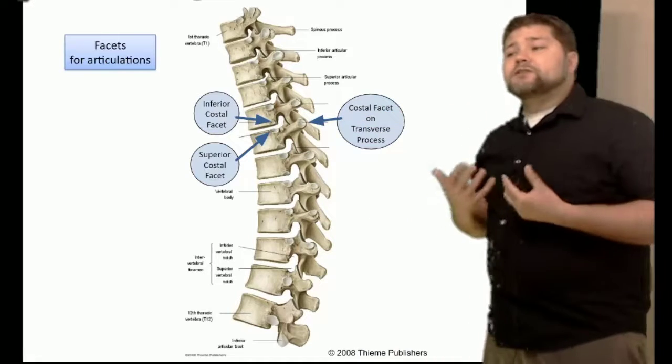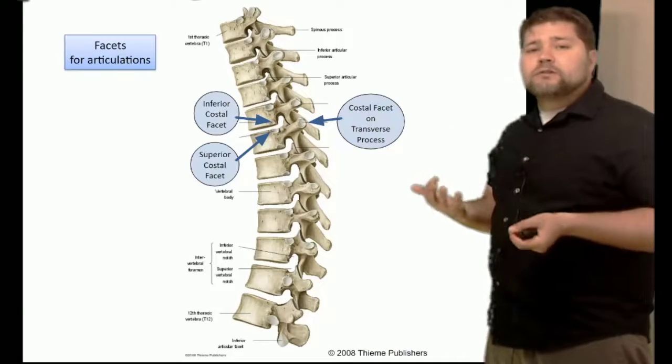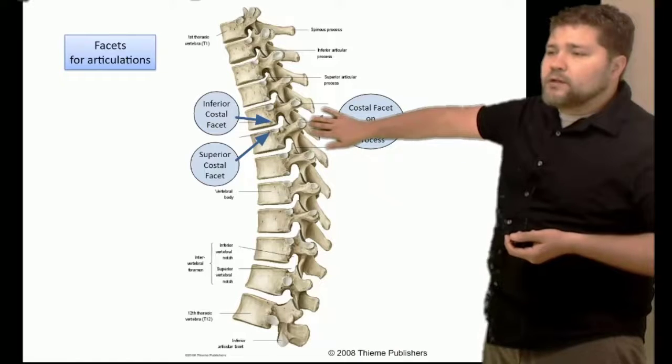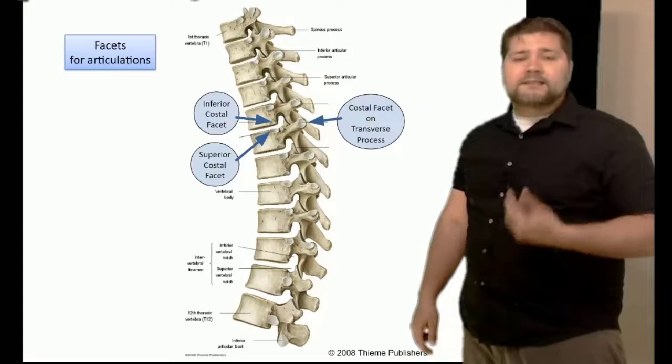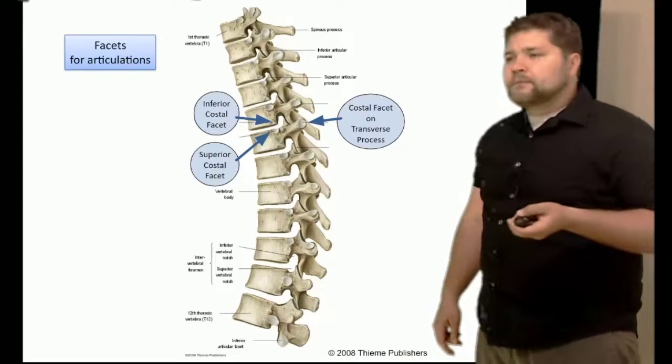So a rib is going to insert into an inferior costal facet and a superior costal facet from two vertebral bodies. And then it's also going to articulate with the transverse process of the same numbered rib, or the same numbered spinal column.